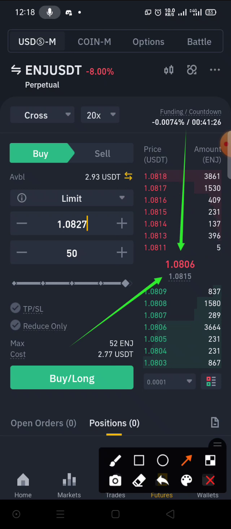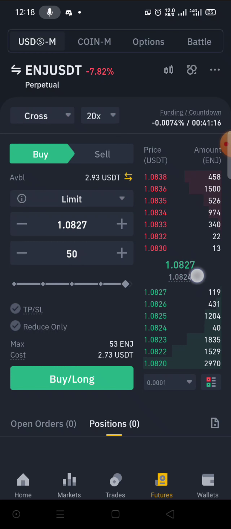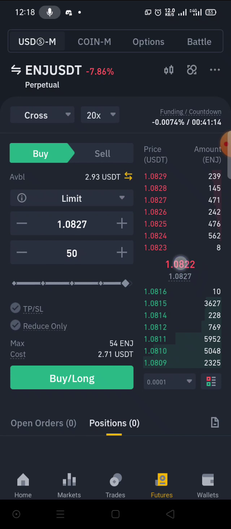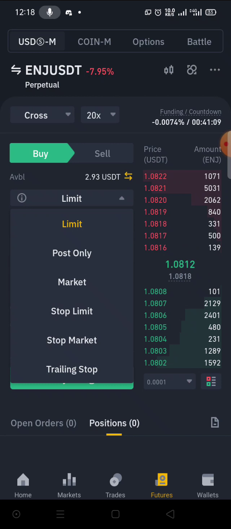You need them. So what you see me pointing at right now is the market price of this coin, ENJ. That's the market price, $1.082, whatever cent, that is the worth of this ENJ now. So I want to buy at the market price. I will explain all these things later. I'm picking the market price.